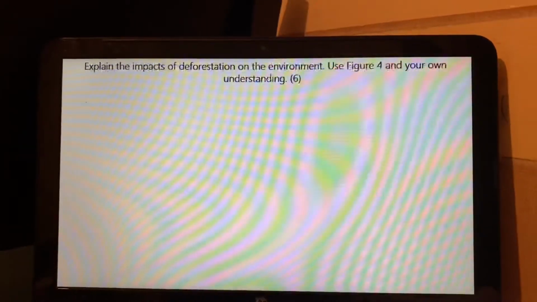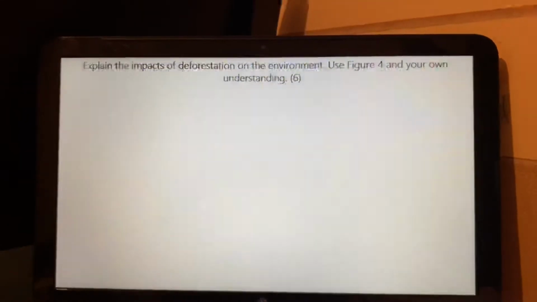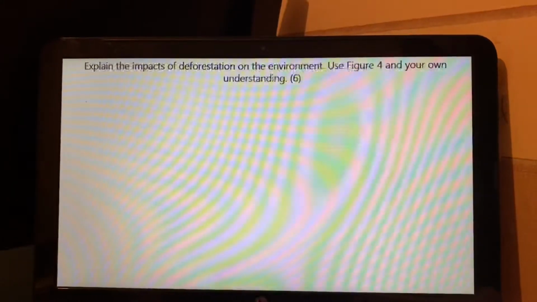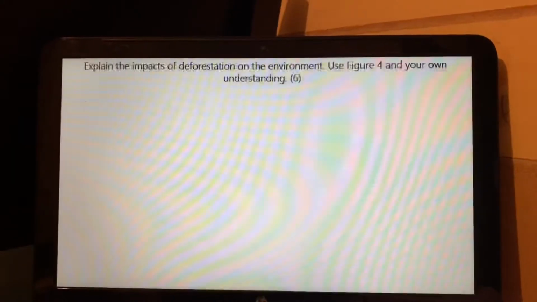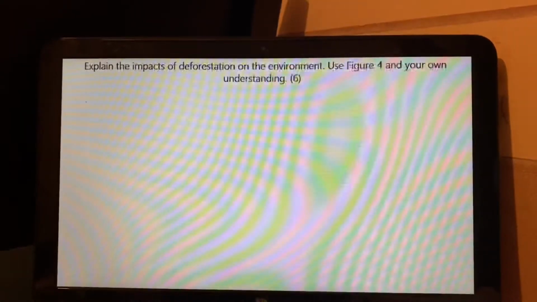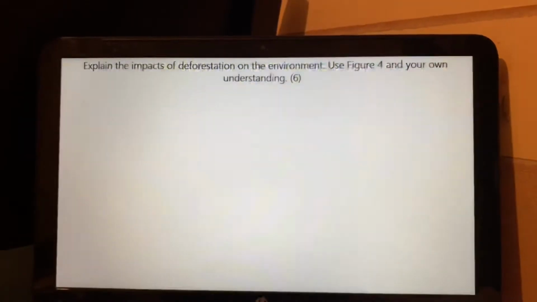Let's have a look at another question. This one's from the Tropical Rainforest Unit. Explain the impacts of deforestation on the environment. Use figure 4 and your own understanding for a 6 marker. Now, obviously, there's quite a few things they have asked you to do here.